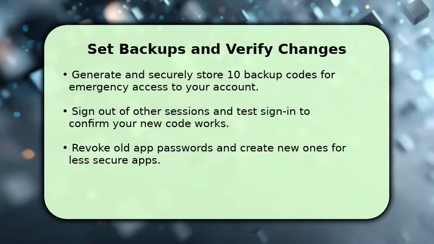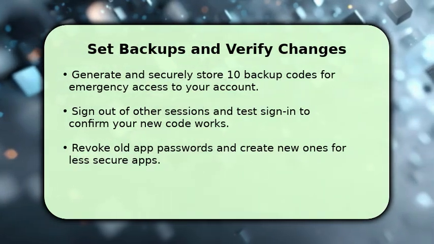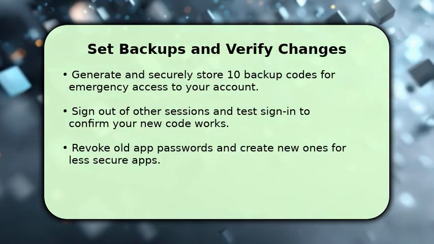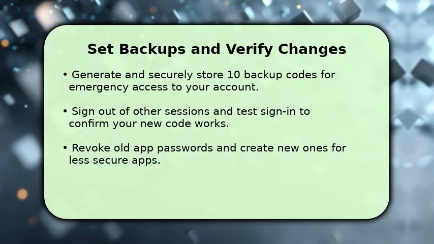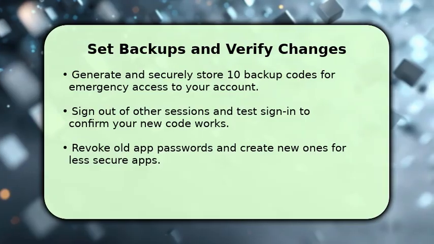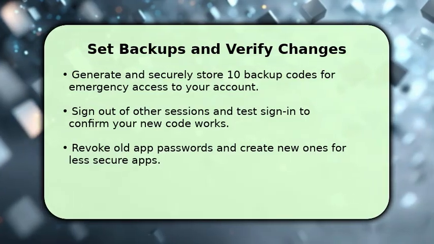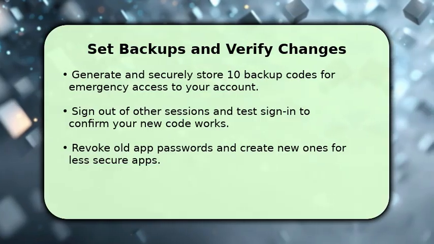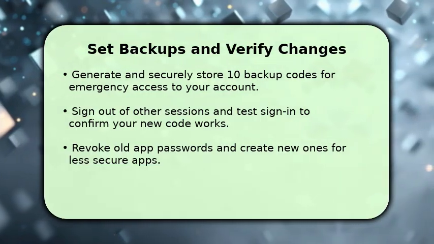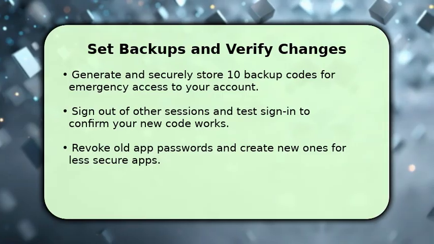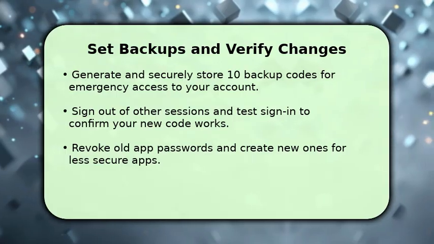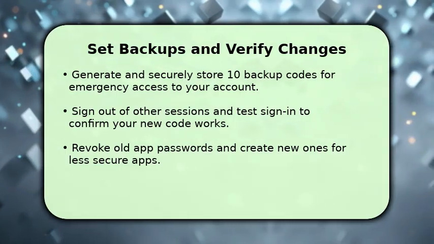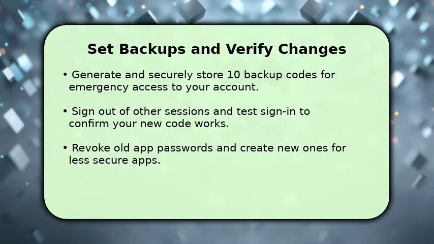After updating verification methods, create backup options such as 10 printable backup codes. Download or print those codes and keep them in a secure place offline. Also add a secondary phone number or recovery email to restore access if needed. Sign out of other devices from the security page and then test a fresh sign-in to confirm your new code works. Revoke old app passwords and generate new app-specific passwords for affected apps if necessary.